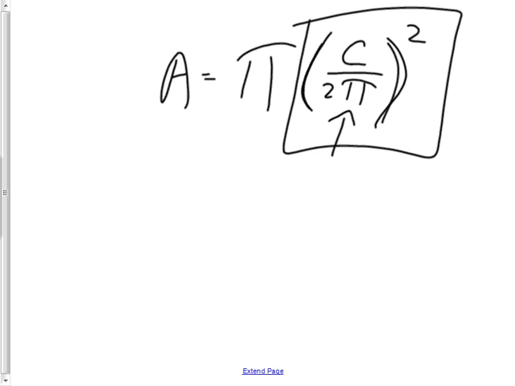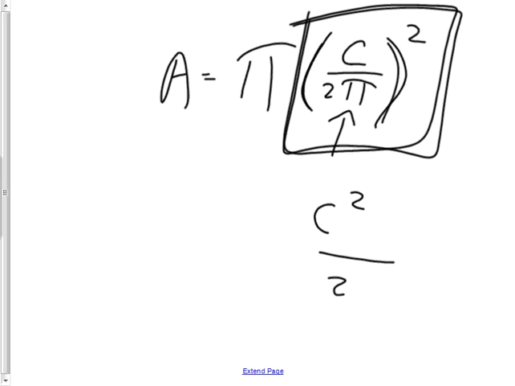Anybody who canceled the pi's and just said, oh, I'm going to cancel those 2 pi's because there's 2 pi's in the problem, can't do that. You've got to do the order of operations. So this squaring has to be first. So you have c squared over, here's a common mistake, 2 pi squared. What did I do wrong? Yeah, that 2. This 2 here is getting squared along with everything else. So that's c squared over 4 pi squared. See, everything got squared. The pi got squared, the 2 got squared, and the c got squared.